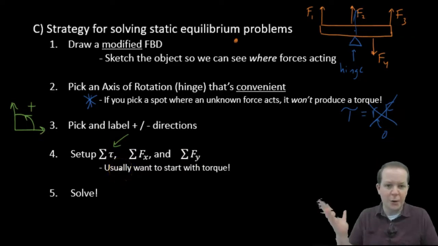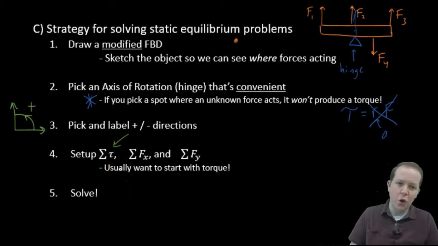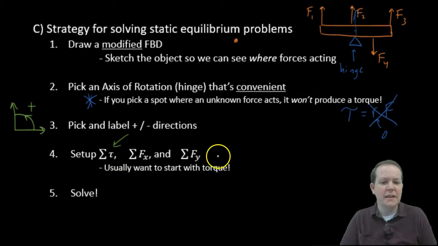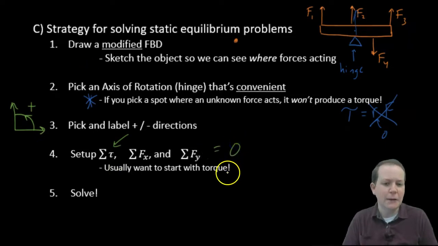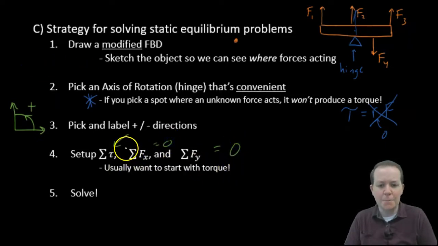And then we're doing algebra, right? Write out what the sum of the torques are, set them equal to 0, right? Because none of these things are moving. It's static equilibrium. Set all these equal to 0. And then try and solve for whatever it is you might be looking for.